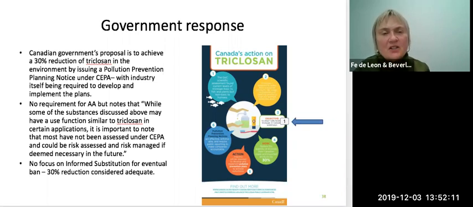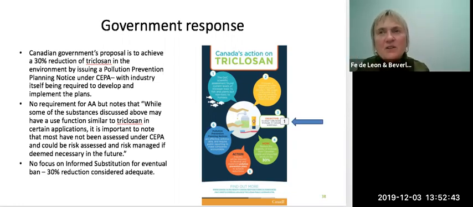In the pollution prevention plan, the government points out that some of the substances discussed above, they did talk about some of the alternatives on the market, may have a function similar to triclosan in certain applications. They point out to companies it's important to know that most have not been assessed under SEPA and could be risk assessed and risk managed if deemed necessary in the future. You know, this gives a really vague set of information to companies.